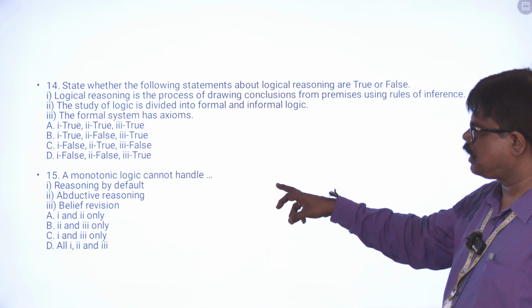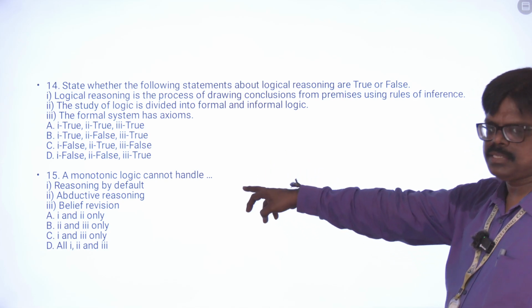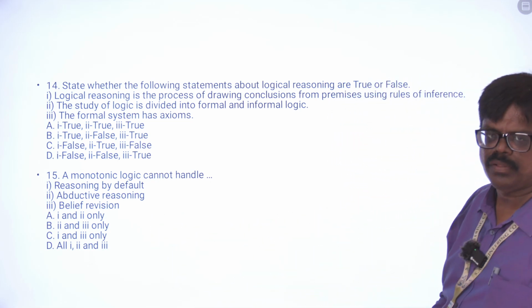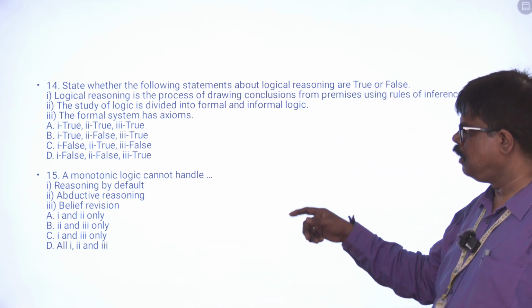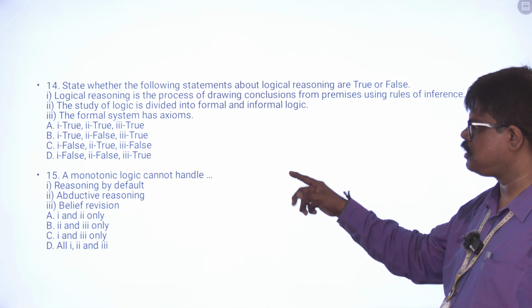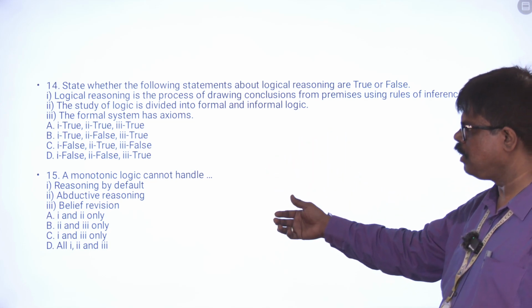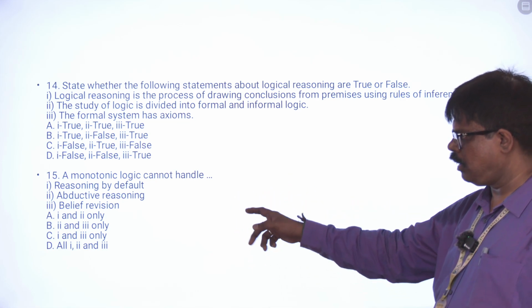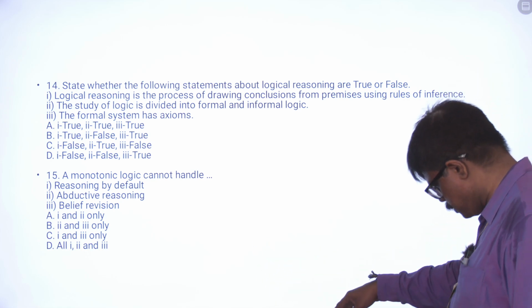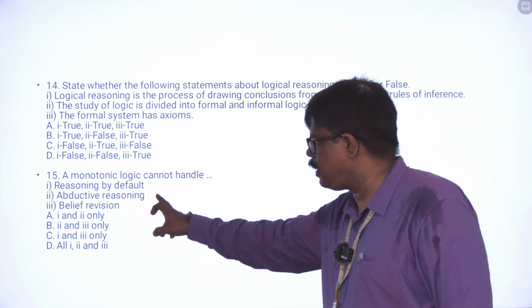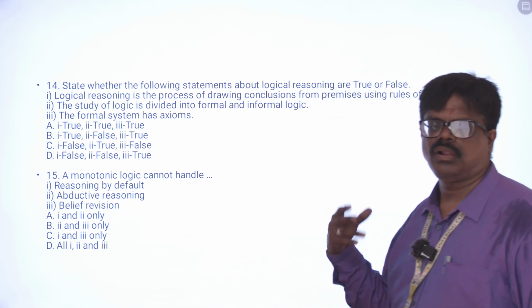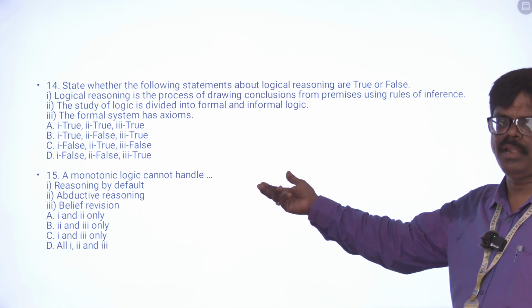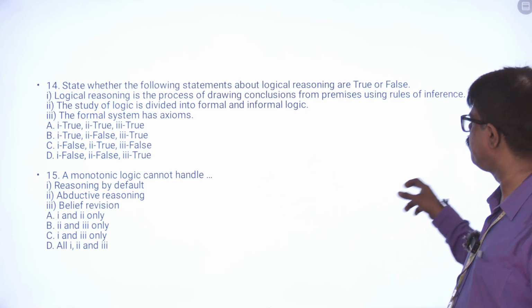Next one is monotonic logic cannot handle the three options given: reasoning by default, additive reasoning and belief revision. We are given four options A, B, C, D. The first option is first and second, that is reasoning by default and additive reasoning. The second is second and third, C is first and third, and D is all. The solution is the first and second, reasoning by default and additive reasoning. So monotonic logic cannot handle these two problems: reasoning by default and additive reasoning.